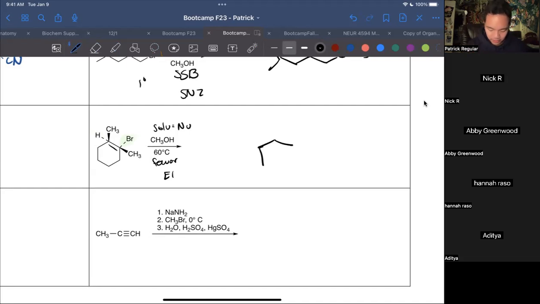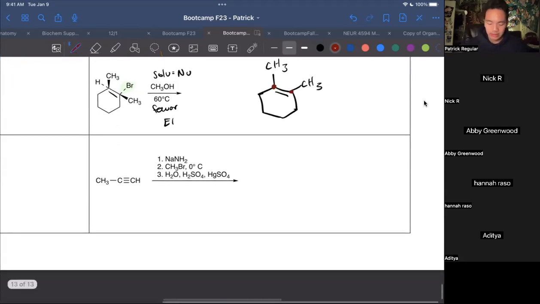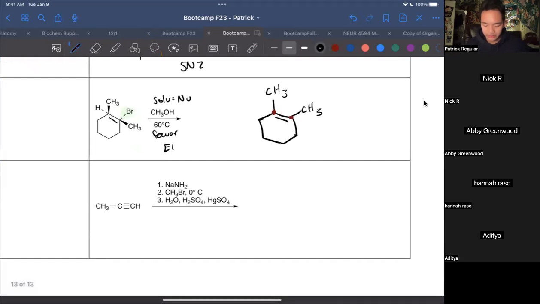Your final product would look like this. If you retain those wedges, I don't think any points would be taken off, but it would technically not be correct, because sp2 hybridized carbons like this do not need dashes or wedges. It's just E or Z. If you retain the wedges, again, points likely wouldn't be taken off, but don't risk it. Okay, let's look at the next one.